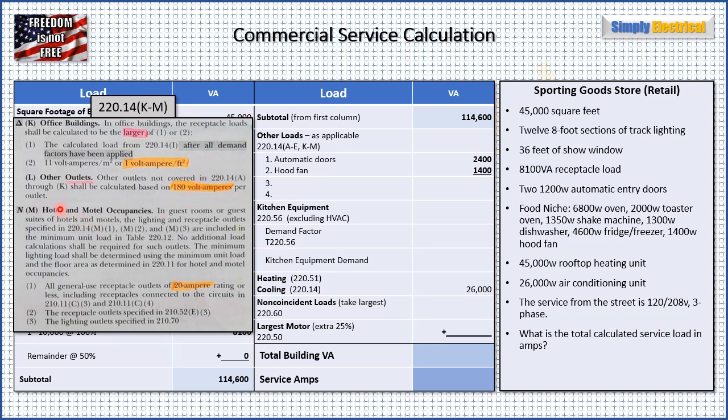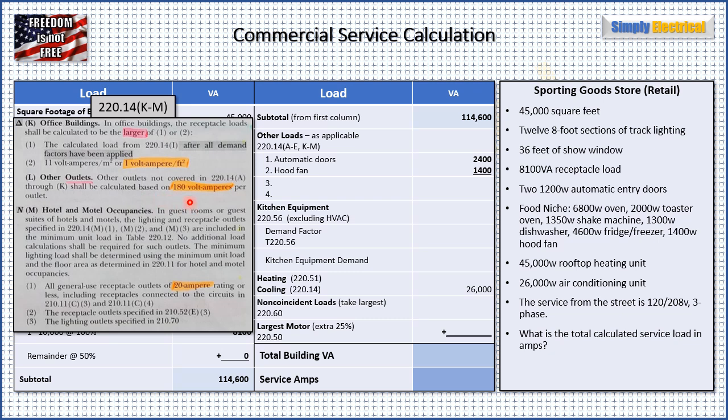So moving on is L, other outlets. Other outlets not covered in 220.14a through K shall be calculated based on 180 VA per outlet. So if you have any other outlets that don't have any specific purpose, then it gets a 180 VA value applied to it in this calculation. So they're really just saying anything else that you have where it's an outlet, so anywhere where power can be utilized, basically, but it's not at this moment being utilized because you don't know the load, then you'll just give it a 180 VA value.